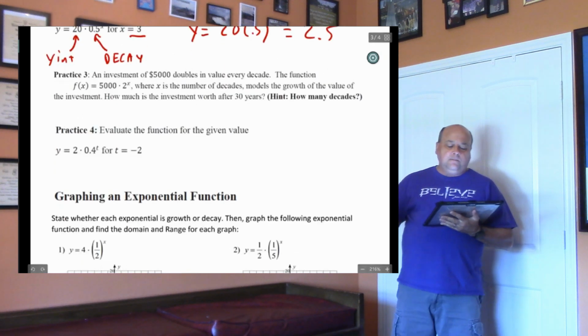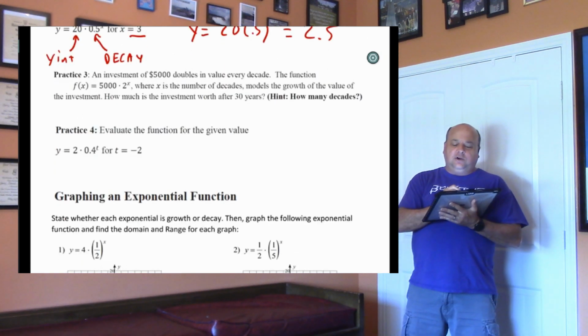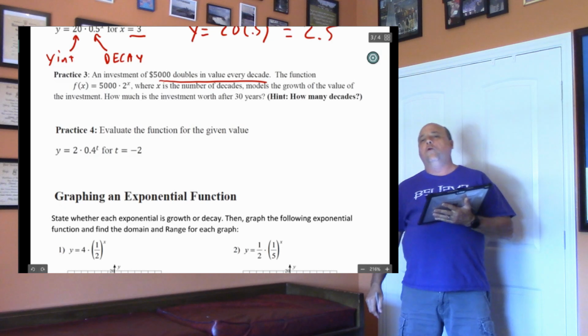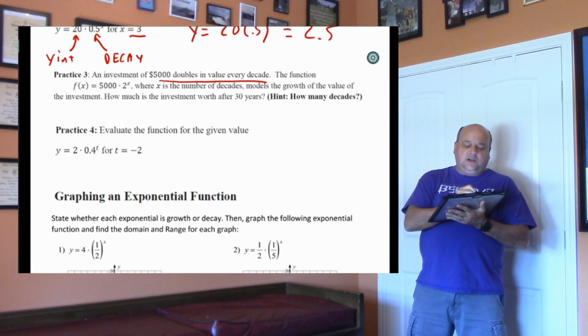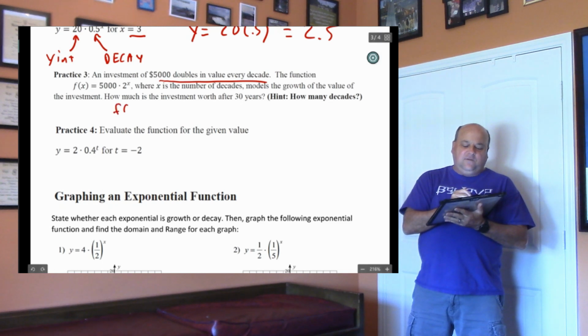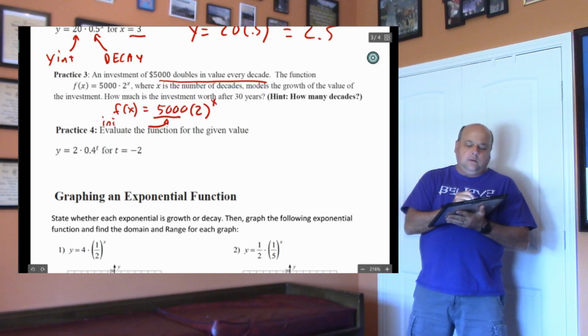Let's go to the next one. An investment of $5,000 doubles every decade. Oh, that's good money. Okay? So this right here is the function. So let's write down f of x equals 5,000 times 2 to the x. Remember, this is the initial amount.